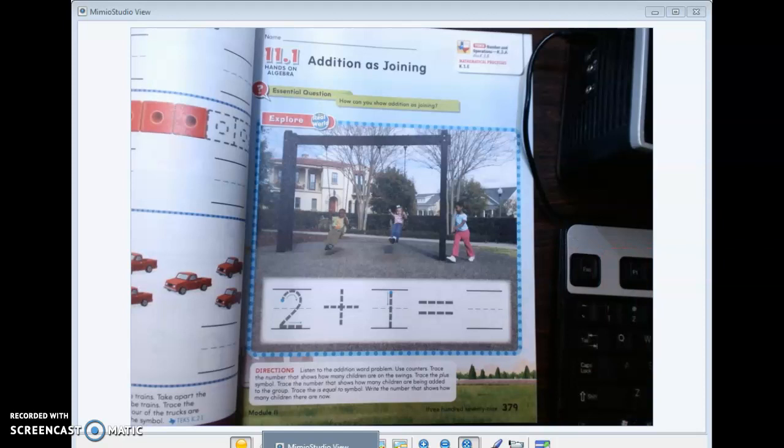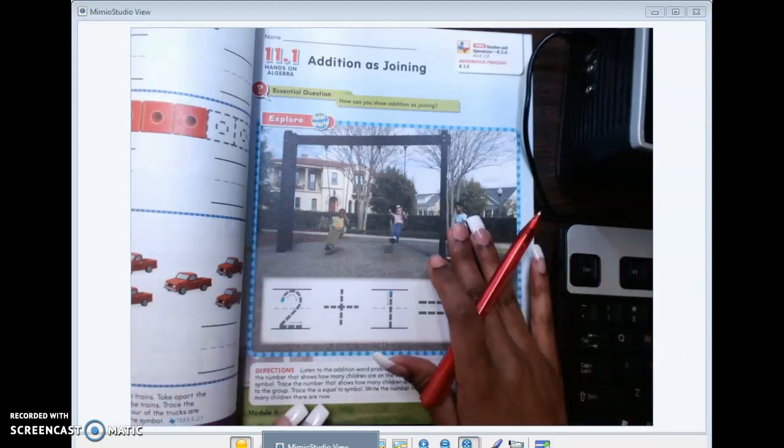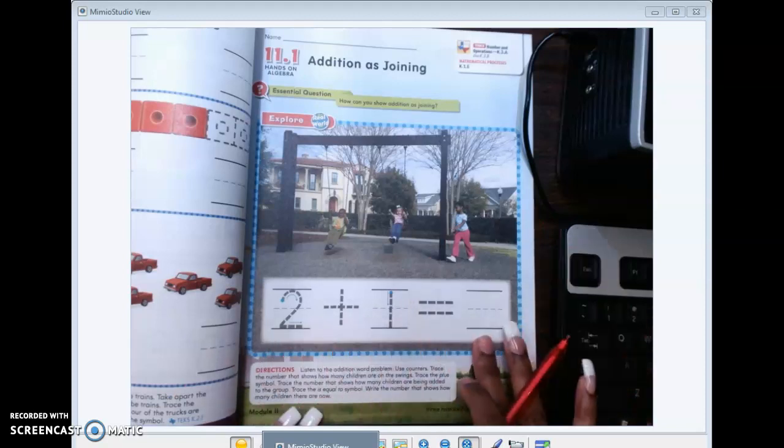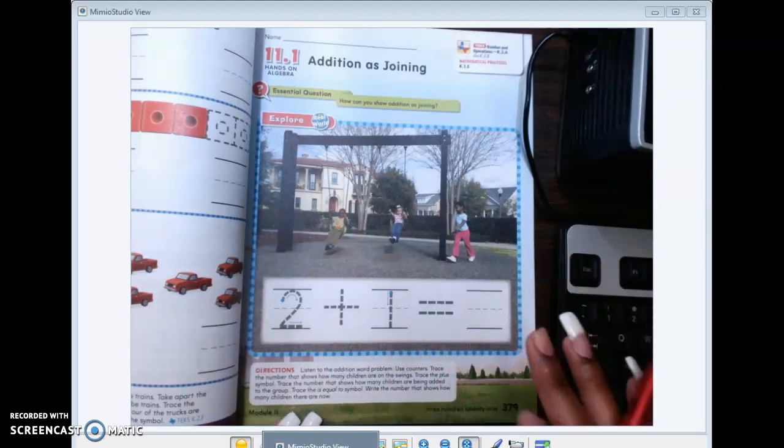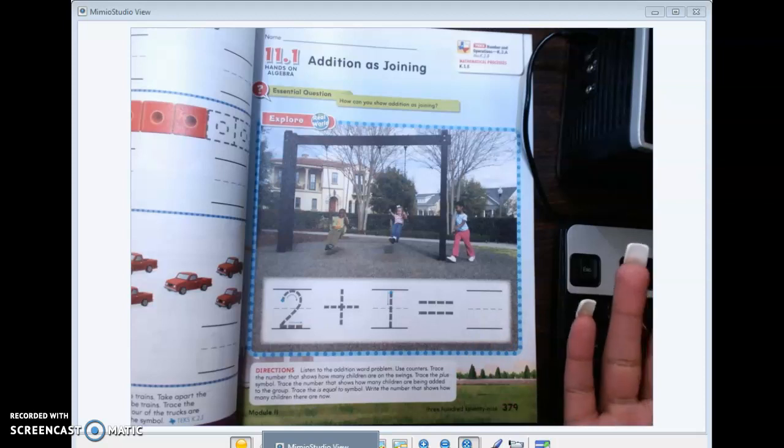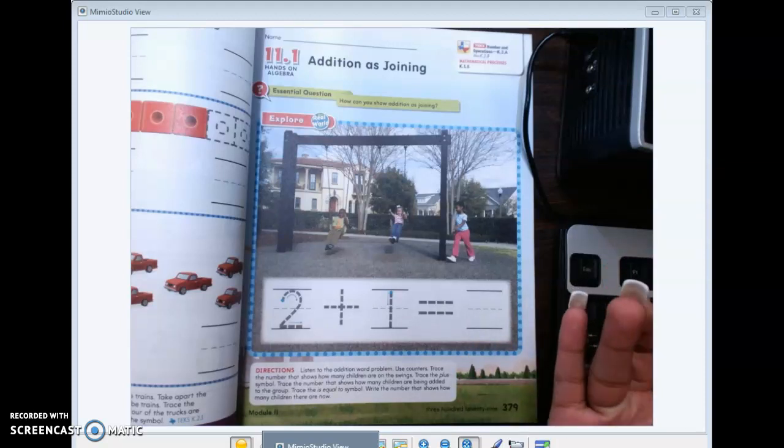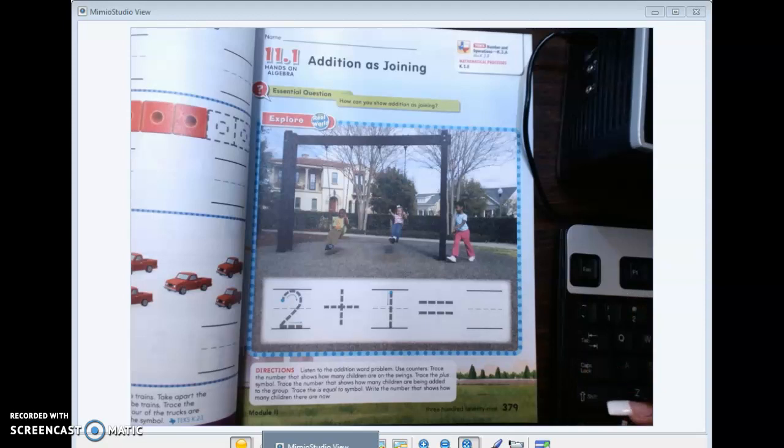For example, we're going to be using this picture to create a number sentence, and also to figure out how many kids are playing at the park on the swings. So let's listen first. There are 2 children swinging on the swings. One more child comes to join. How many children are playing on the swings now?